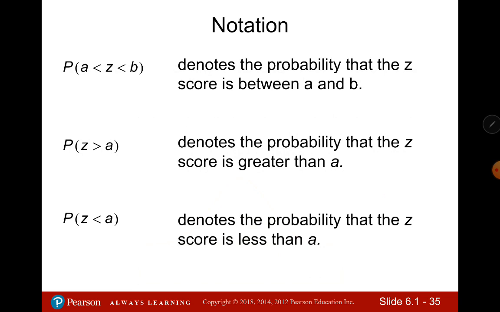So these are some notations. This means z between two values, right? This one is z greater than a value. This is the probability. z is smaller than some value. So here the probability is just the area. It's just the area.